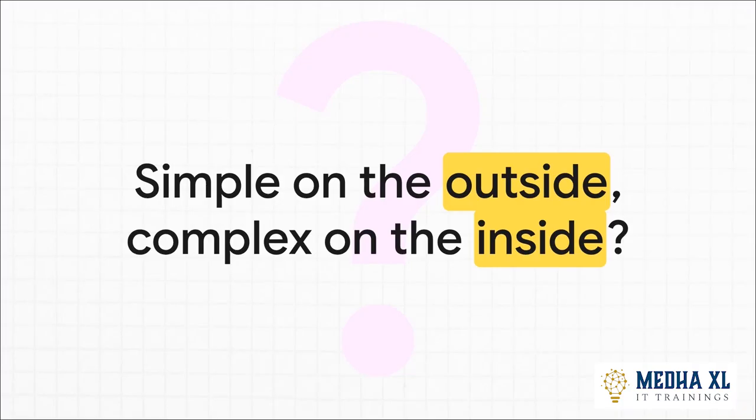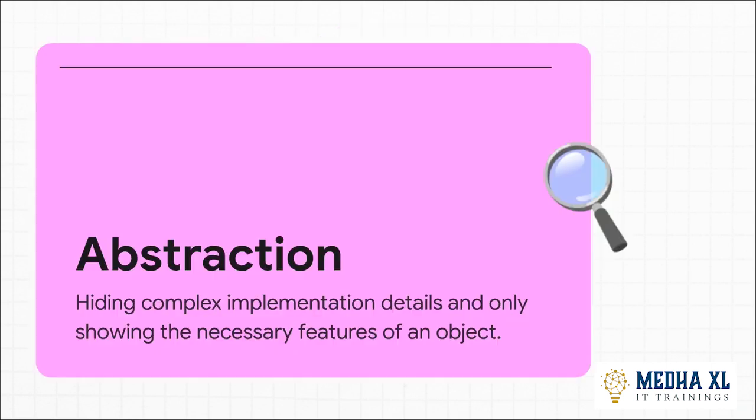So let's pivot back to software. What if we could build our programs to work just like that car? Simple, easy to use on the outside, even for another programmer, while all the really messy, complicated stuff is tucked away completely out of sight. Well, it turns out we can. And this idea has a name, abstraction.